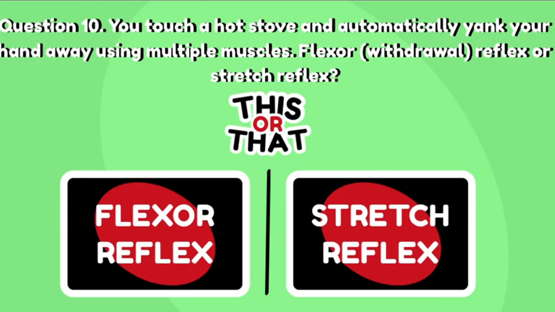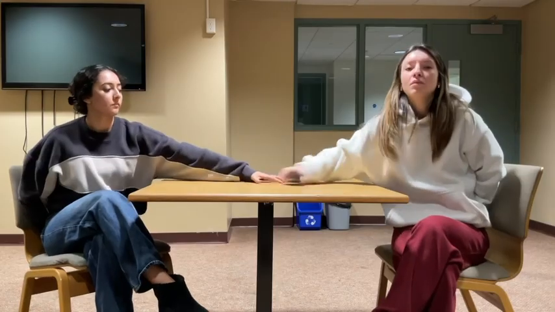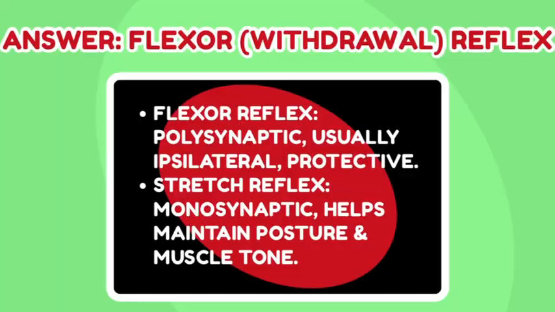Round 10. This or that. You touch a hot stove and automatically yank your hand away using multiple muscles. Flexor reflex or stretch reflex? That's the flexor or withdrawal reflex. That's the protective reflex that makes you pull away from pain. That's exactly right.